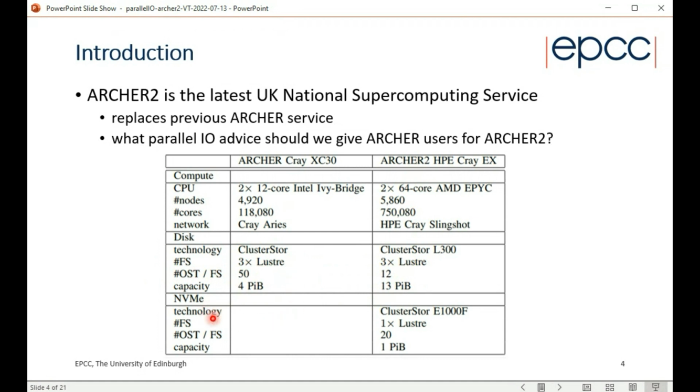Now there is also a solid state storage, non-volatile memory storage system, which is ClusterStor E1000F. We have 1 file system there. It has 20 OSTs, 20 solid state disk units, and a capacity of 1 petabyte. That is gradually being rolled out for users. I had early user access to that for these trials. Users will have access to that very shortly, or they may already be able to get on.